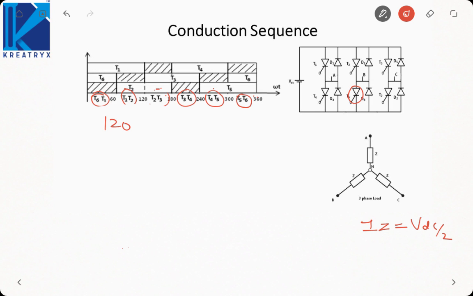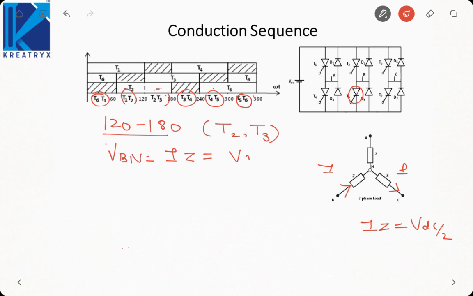From 120 to 180, actually T2 and T3 are conducting. So T3 will take the current in, T3 is connected to B phase, T2 will take the current out. So VBN is equal to IZ, which is VDC by 2. VCN is equal to minus IZ, that is minus VDC by 2. And VAN, since no current is flowing in A phase, it is 0.